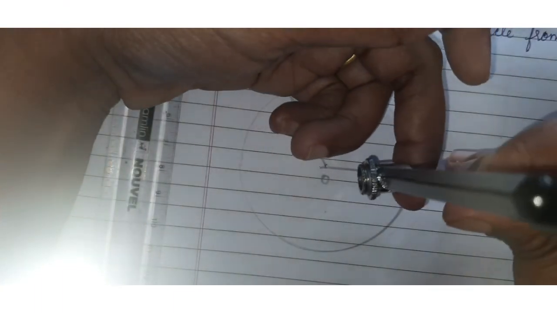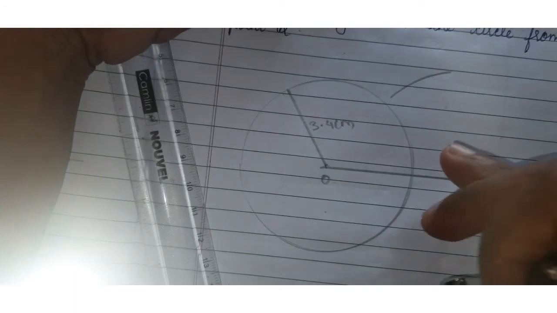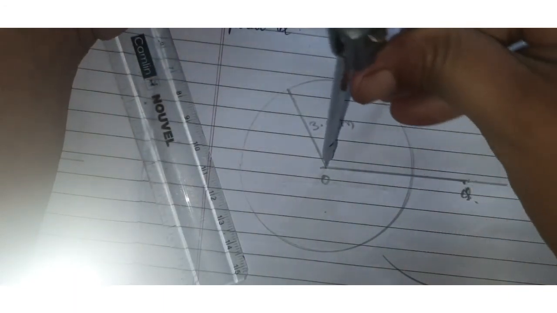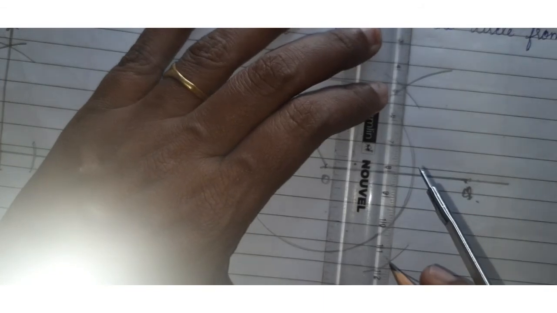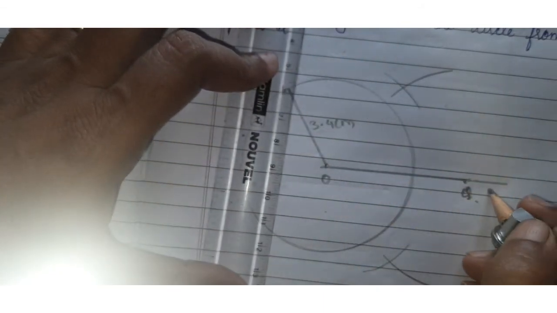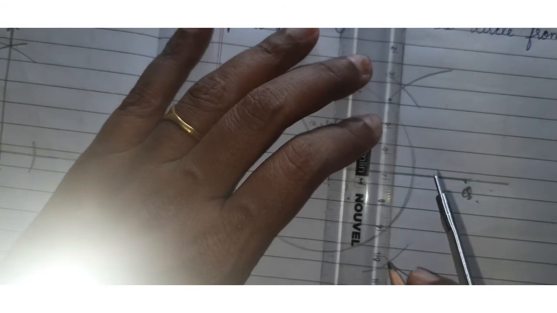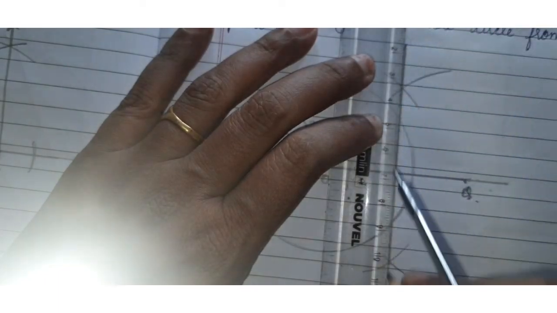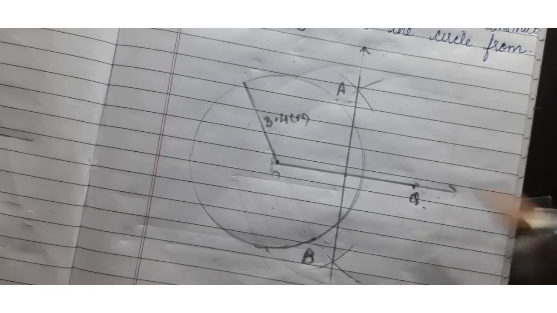So more than half of OQ I will be taking, and I will be drawing an arc on either side. Okay, this perpendicular may touch the circle, or maybe outside the circle, or maybe inside the circle. All these things depend on what? It depends upon the distance of OQ. Okay, so now we are going to draw the tangent.